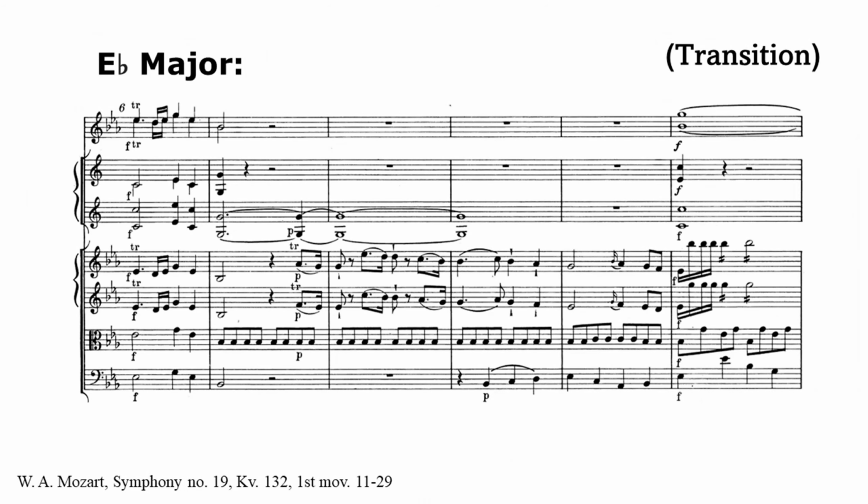Another common use of the half cadence is at the end of the transition section in the classical sonata form. These usually are the more emphatic and elaborated kind of half cadences.